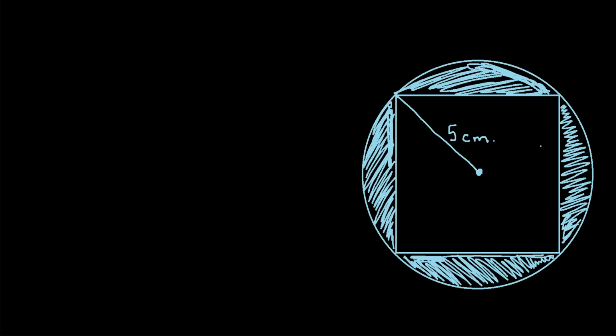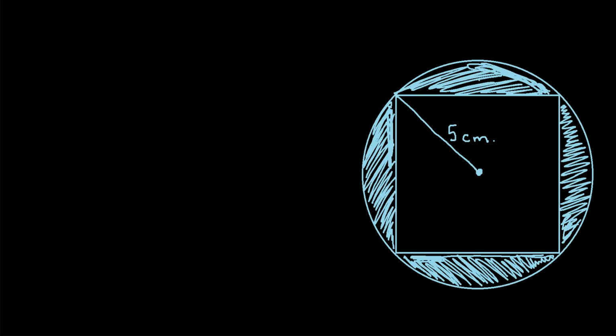Let's say we have this square inscribed inside of this circle, and we want to find the area of the shaded region. And all we're told is that the distance from the center of the square to this vertex is 5 centimeters. Given only that information, how can we find the area of the shaded region? Well, there's a 3-step process we can use.